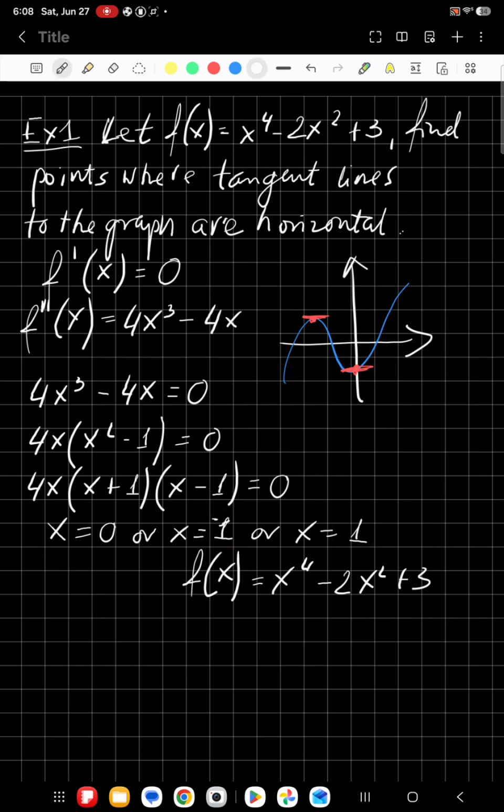Right, so those points are: the first point is (0, 3). The second point is (1, 2). And the last one is (negative 1, 2) as well. Okay, so at those 3 points, the graph will have horizontal tangents.